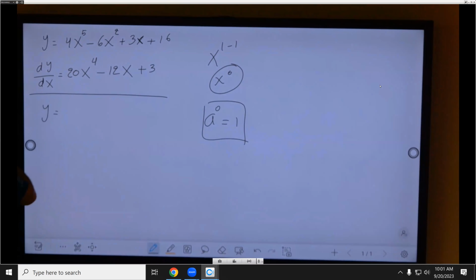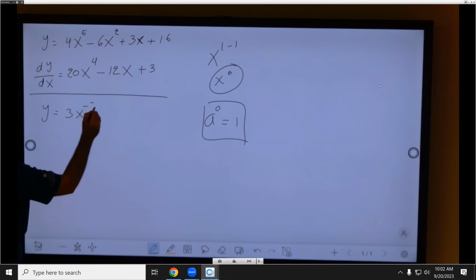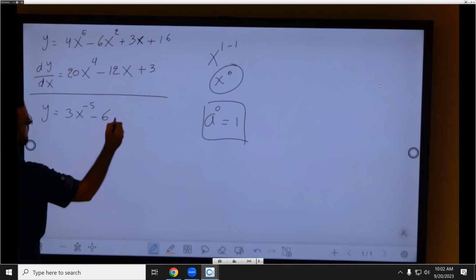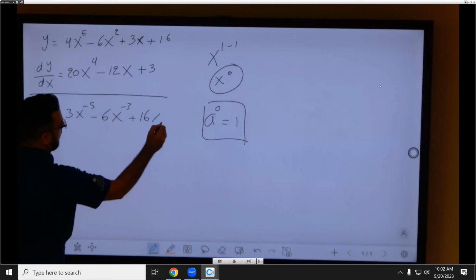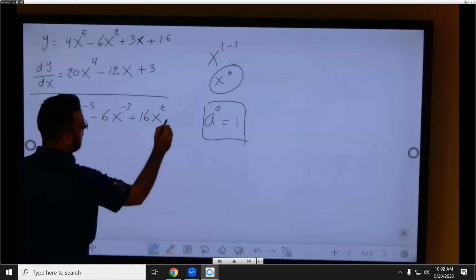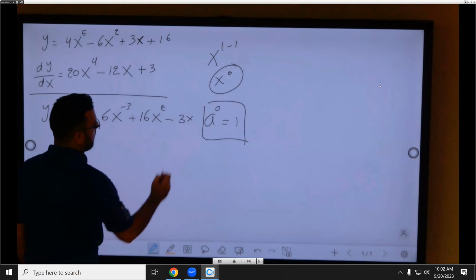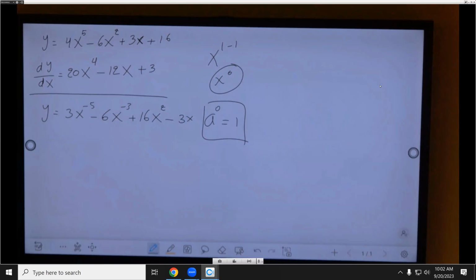y equals negative 5x to the 6, minus 6x to the negative 3, plus 16x squared minus 3x. See? Can you do the same thing? d over dx is going to be equal to. Tell me now. Go ahead.